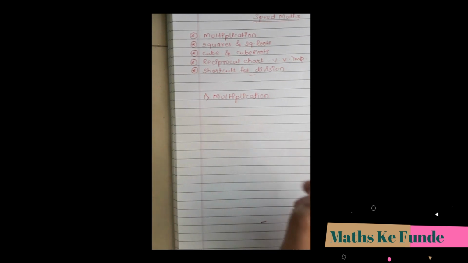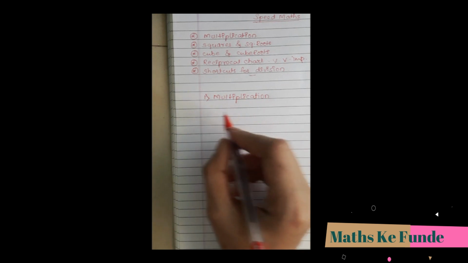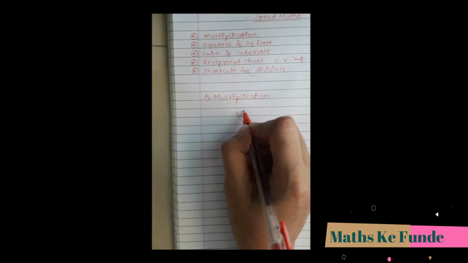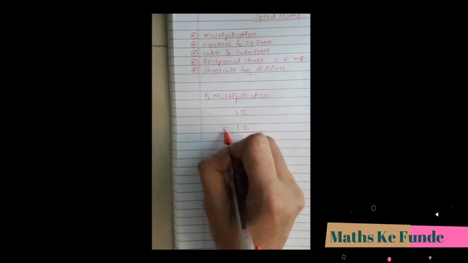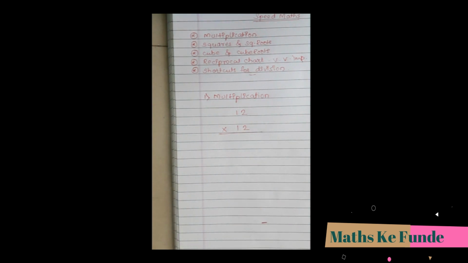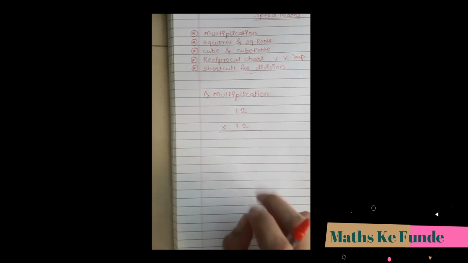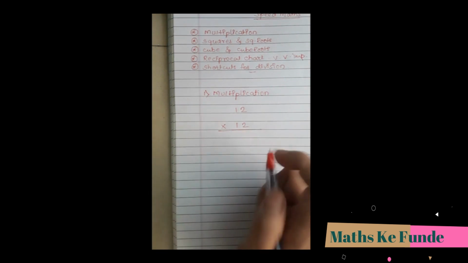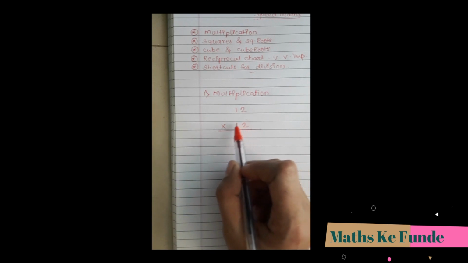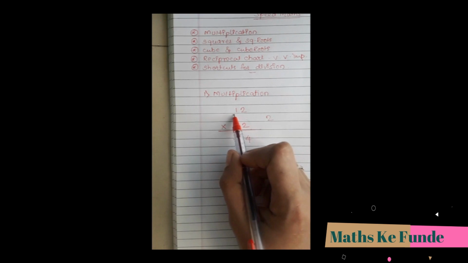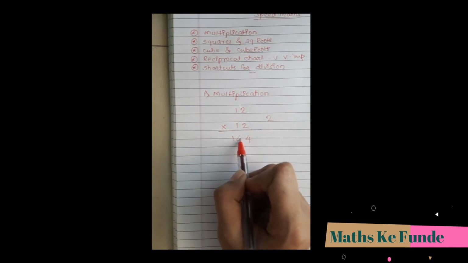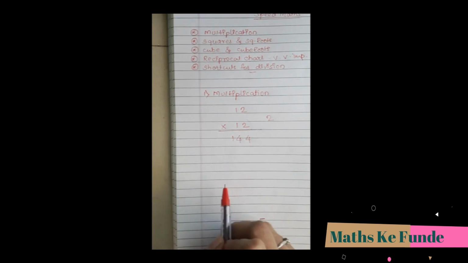Now generally, how do we multiply numbers? Let's take a two-digit number. Let's multiply 12 into 12. There are multiple ways you can do this problem. One way is, if you know the table of 12, I can directly say 12 2s is 24. You carry 2, 12 1s are 12 plus 2, that gives me 14. So my answer is 144.